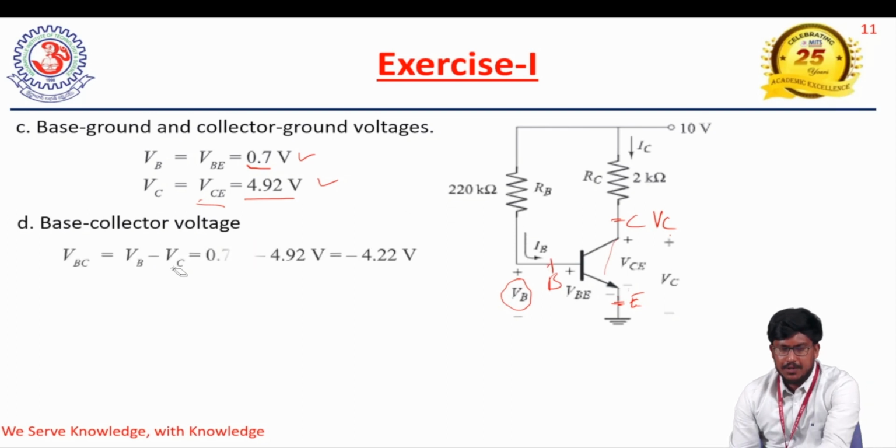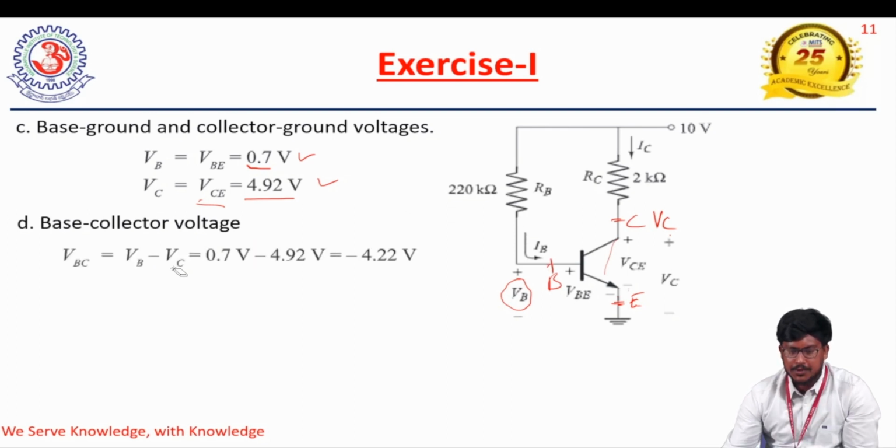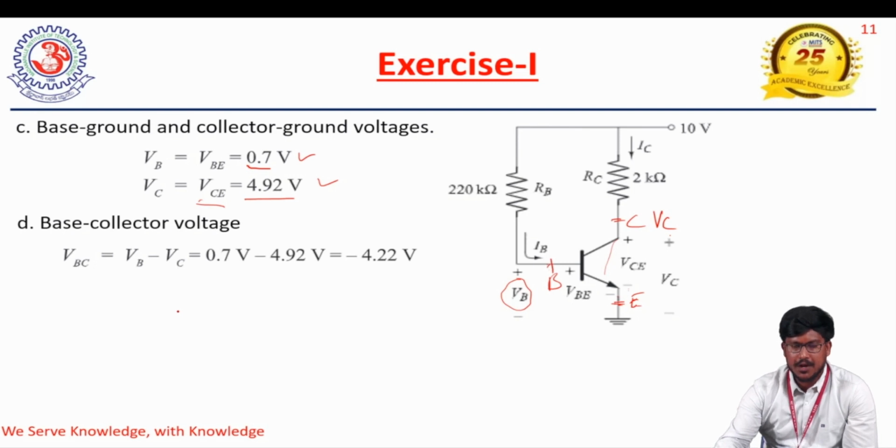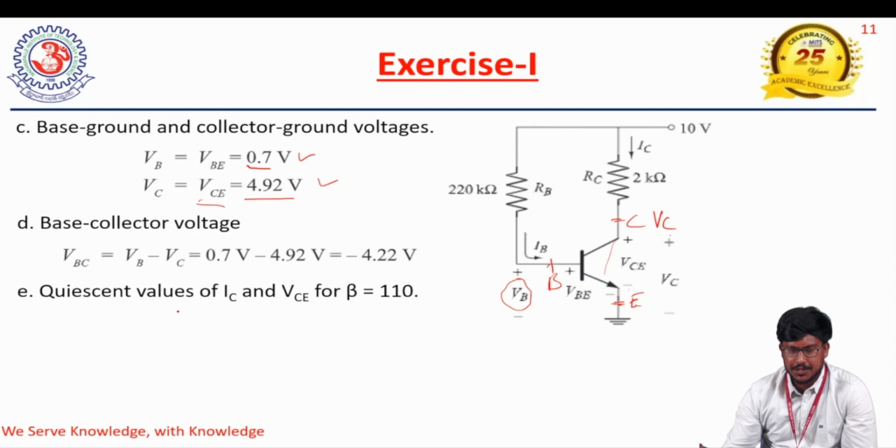So we obtained that value as minus 4.22 volts. VBC is nothing but the base to collector voltage, so by using this relation, we are going to find the base to collector voltage. And the last parameter we need to find is the operating point values, that is IC and VCE when beta changes.